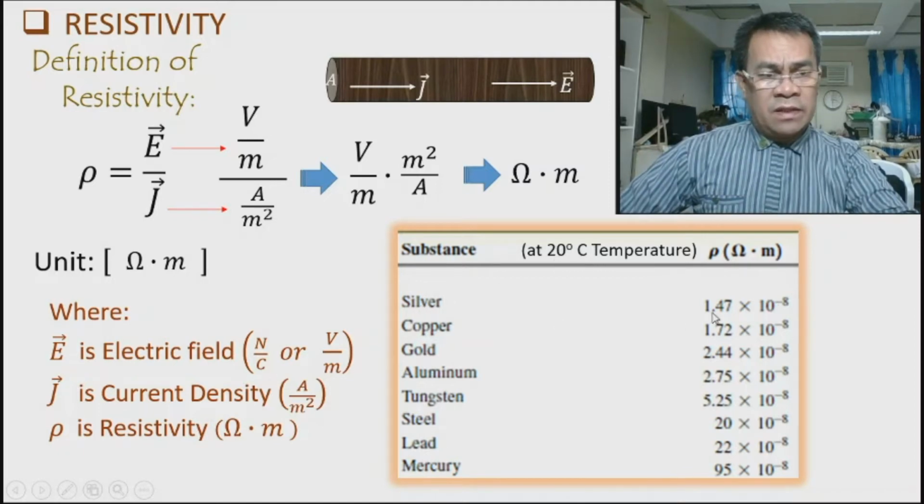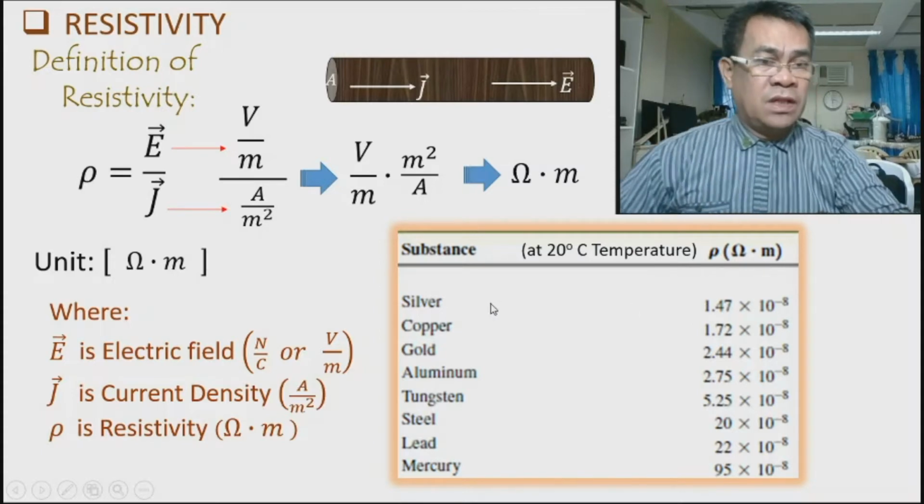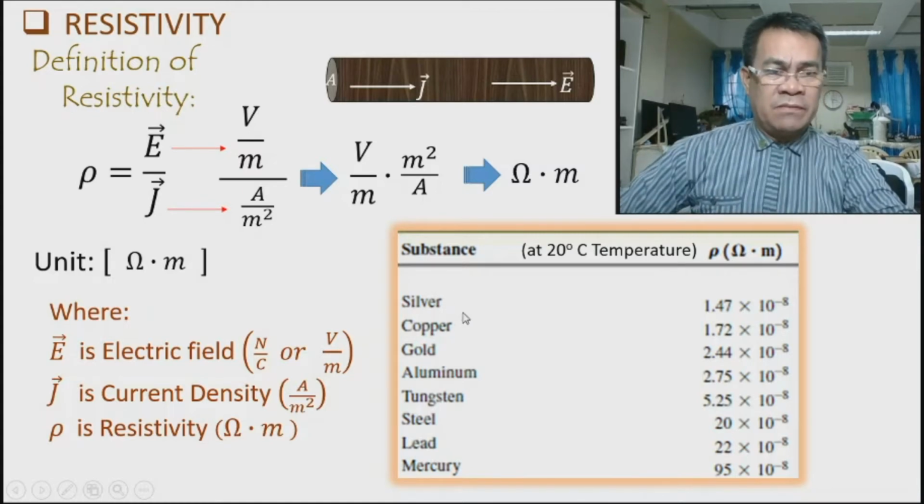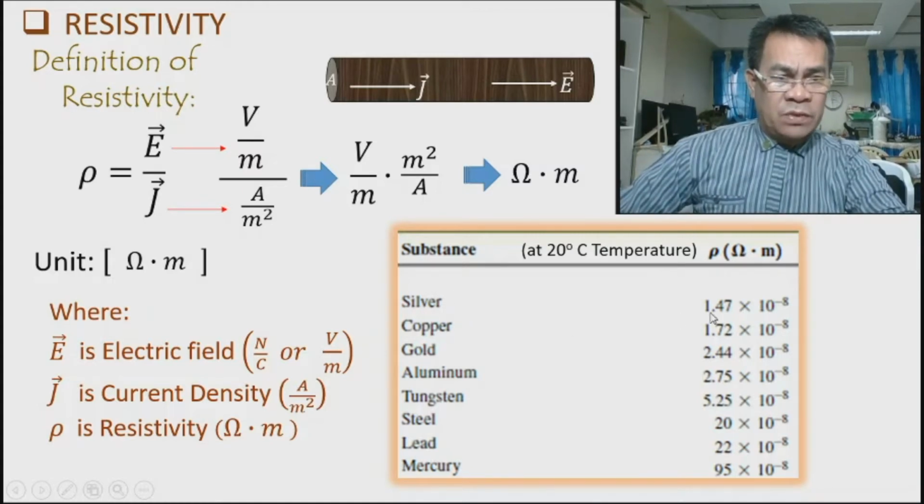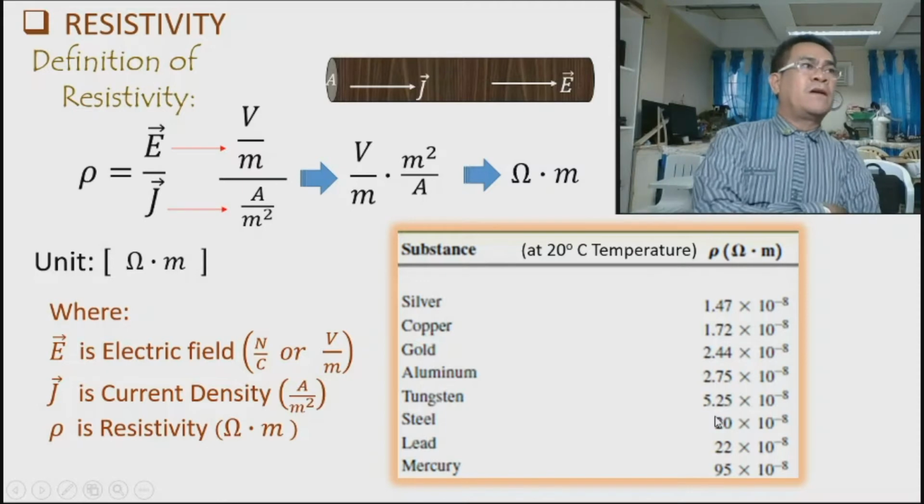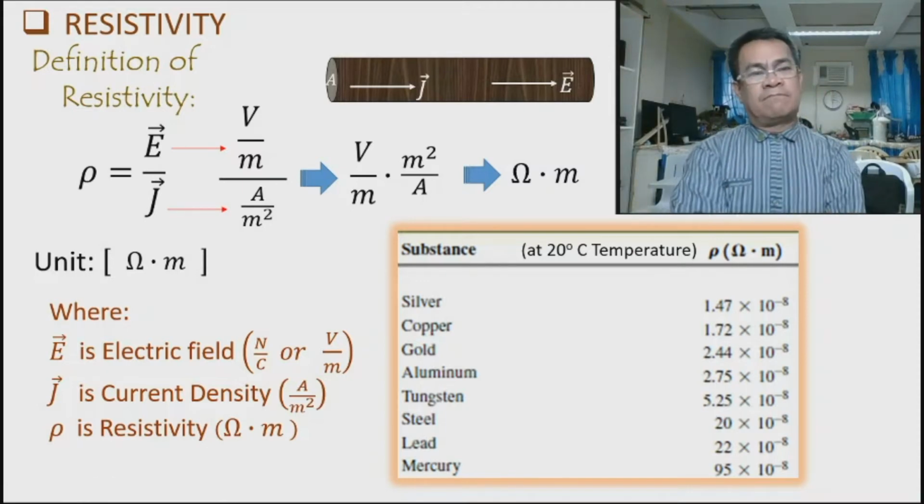The silver is 1.47 times... This is taken from the book of Young and Freedman. These are from the table. Silver is 1.47 times 10 raised to negative 8. Copper is 1.72 times 10 raised to negative 8. The unit is ohm meter. Take note, these are the resistivity. By the way, the resistivity means it is the ability to resist.